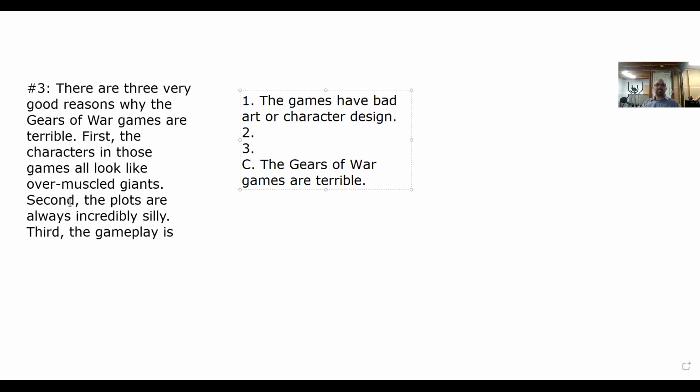Same thing is true, I think, in the case of the second premise that's given. The plots are always incredibly silly. But okay, again, why is that a bad thing? If it's a comedy game, you'd want a silly plot, which could maybe be a virtue, right? The claim has to be more basically that the plots just aren't very good.